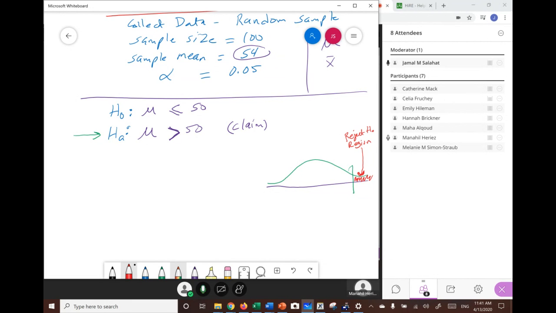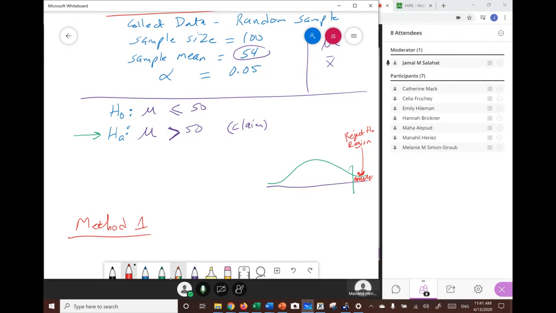My next step is to calculate. For this example, I'm going to use both methods just to show you. But when you do your homework, don't try to use both methods. Use one of the two. Okay, so let me show you the first method. How do we test the claim? Method 1. And again, you don't have to use both methods.